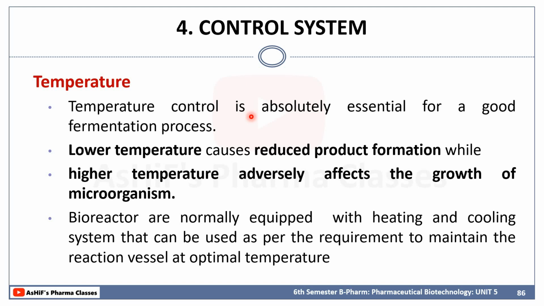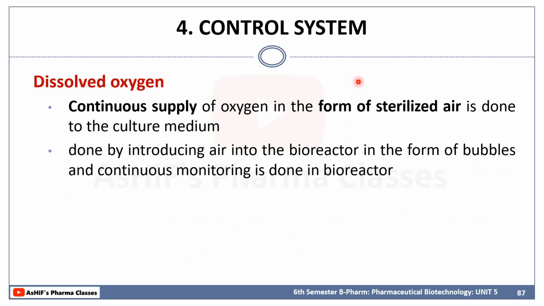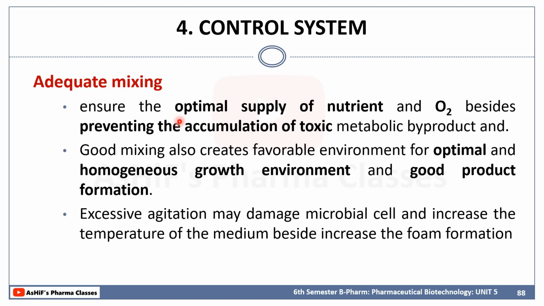So by using cooling jackets or heating coils, we have to adjust the temperature, and we will monitor the temperature by using sensors. Now coming to the next factor, that is the dissolved oxygen. Continuous oxygen supply is very essential for the working of the entire process, and it can be done by using different aeration systems like spargers.